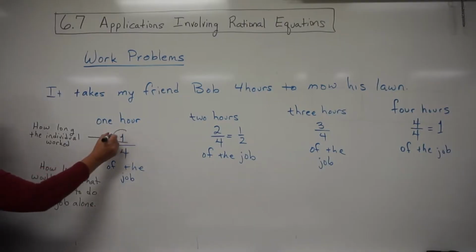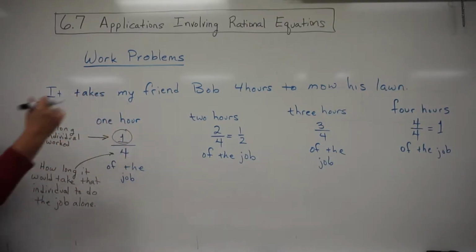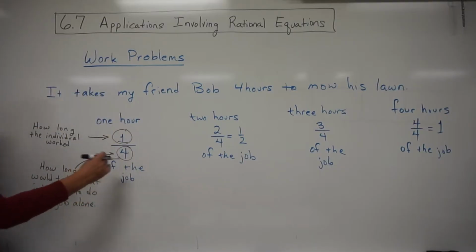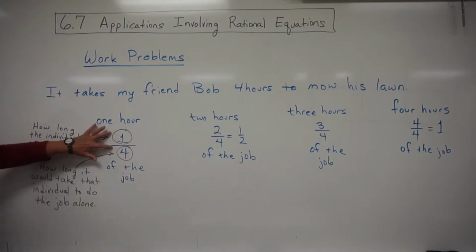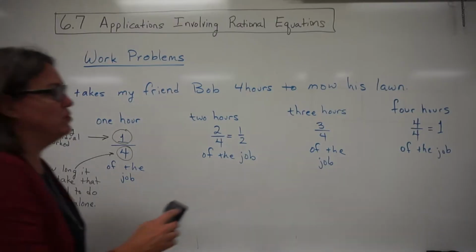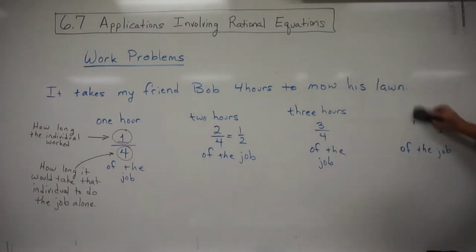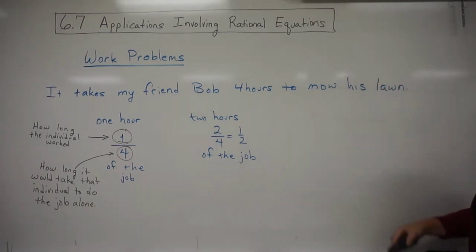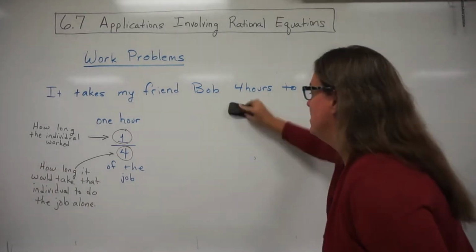How long the individual person or machine worked, and how long it would have taken them to do the job, the complete job all alone. And when we put this fraction in there, it gives us the portion or the fraction of the job that that person did. And what this is going to look like when we put it into an equation and try to solve problems with it is that we're going to have more than one person working on the job.